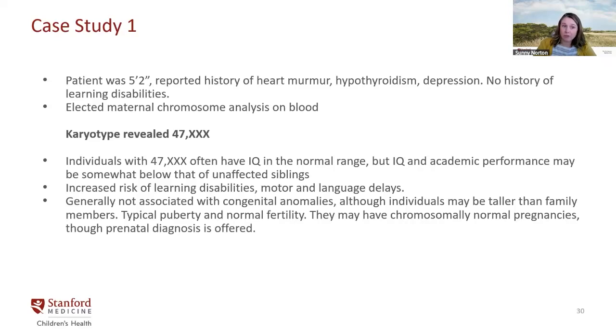The patient was 5'2", had a reported history of a heart murmur, hypothyroidism, and depression, with no history of learning disabilities or other significant medical history. She elected maternal chromosome analysis for herself and declined diagnostic testing. A karyotype for her revealed that she had 47,XXX. So this was, at this point for her, at 41 years old, an unidentified chromosome anomaly. She was never aware she had this.